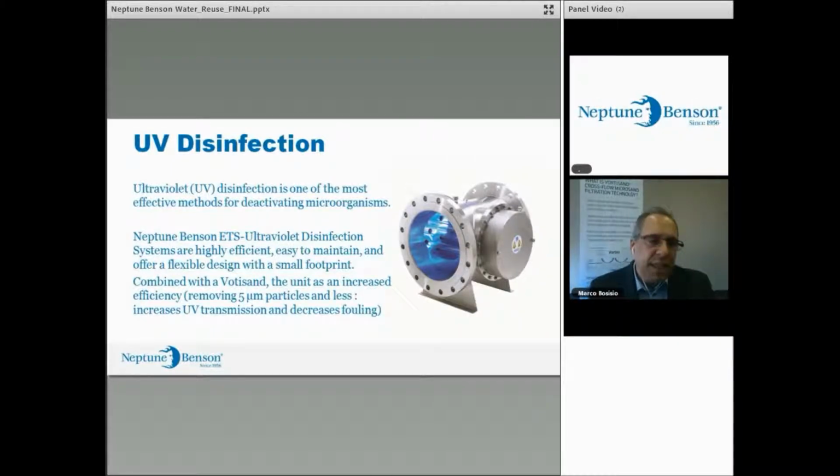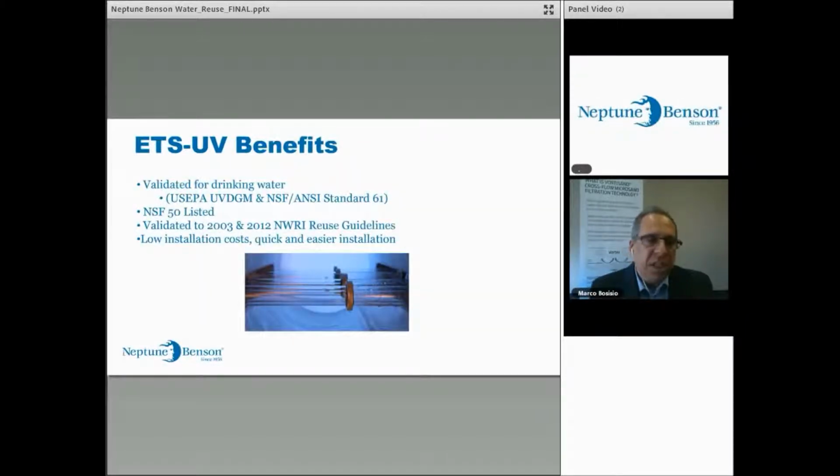Again, just a few words to say that we do have a very efficient UV reactor at Neptune, the ETS model. By combining the vorticen and the UV product, we believe we have a very competitive solution, making sure the UV will be very efficient, having clear water. Having these two systems together, we believe, brings a very good product to the market.